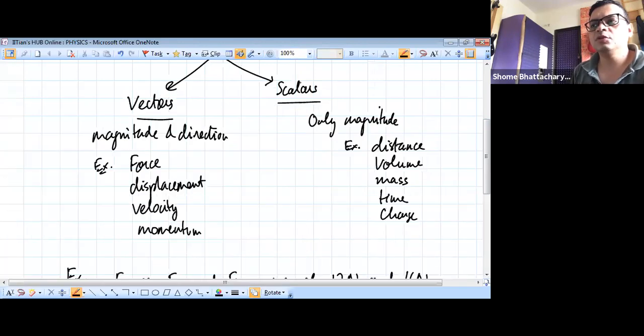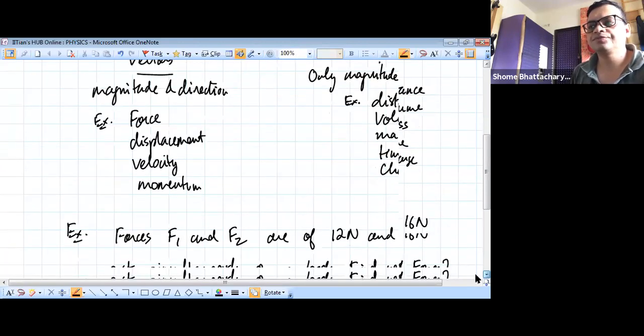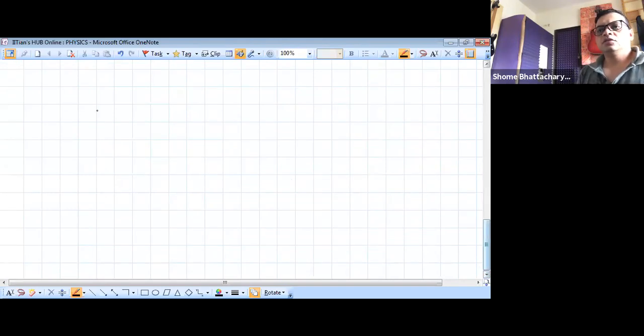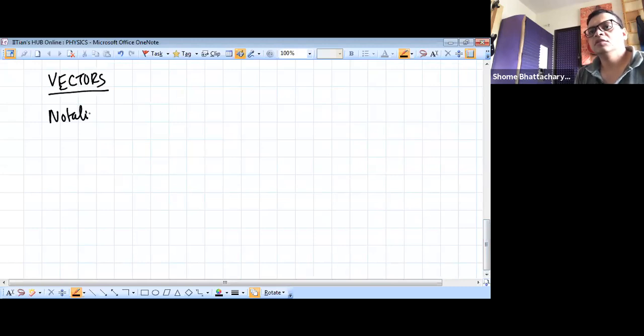Now, from this point onwards, we are studying vectors. We are more concerned about vector quantities, not scalars, which you already know how to deal with. So coming back to vectors, the first thing we understand is notation. Vectors को हम क्या symbol देते हैं? Symbols used for vectors.